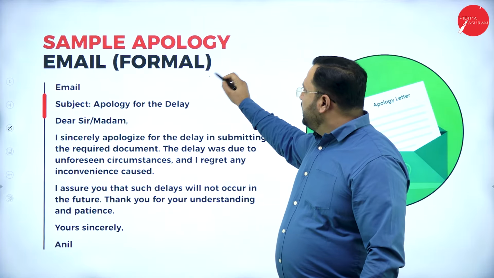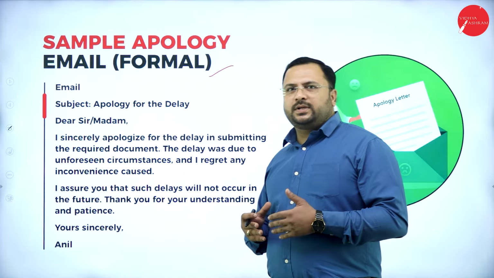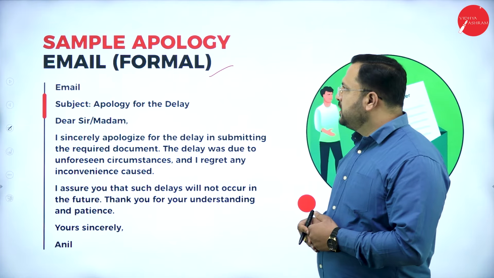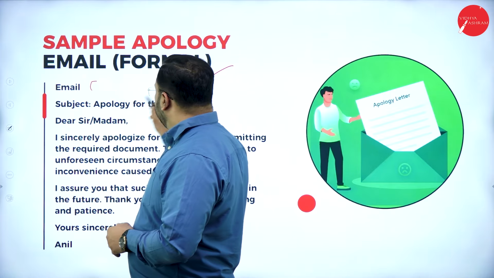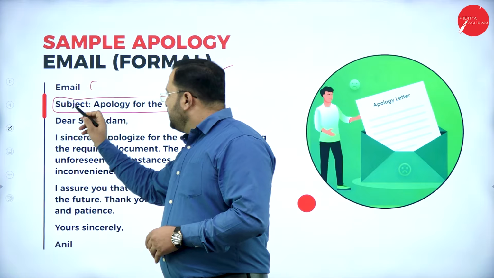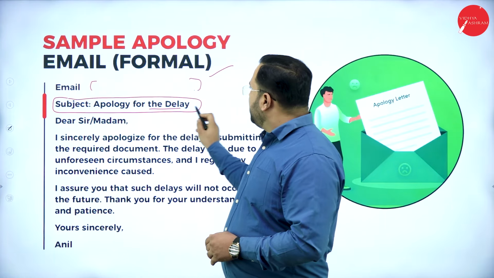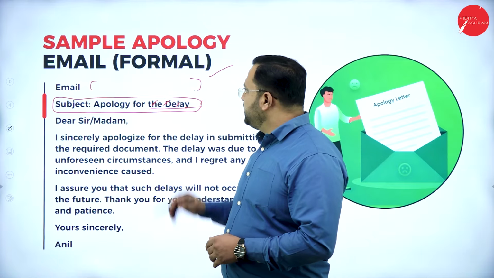This is a formal letter. An apology email. How does it look? Here is the "to" address, where the email starts. Then there is the subject box. In the subject box, you'll write "Apology for" whatever the reason is, or whatever the question given in the examination, and you should mention it here.